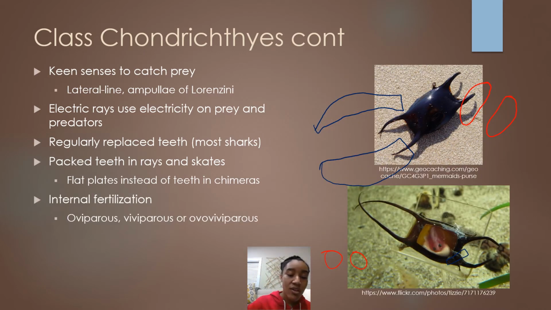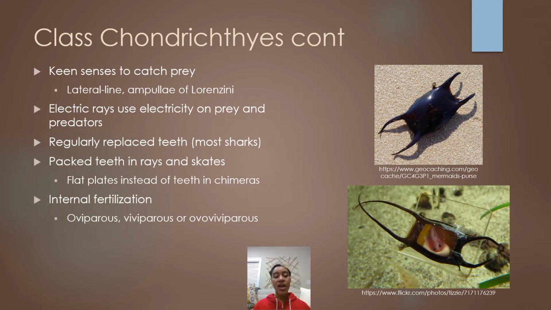And cartilaginous fish undergo internal fertilization, and they can either be oviparous, viviparous, or ovoviviparous. Oviparous means they lay eggs. Viviparous means give birth to live young. Or they're ovoviviparous, which means that they will have the eggs maintained within the uterus, and then the young will hatch from the eggs that are maintained within the uterus and then leave through the birth canal.